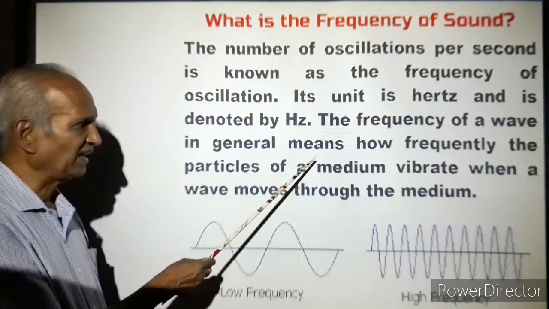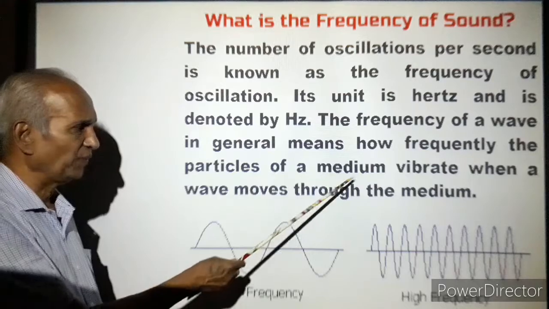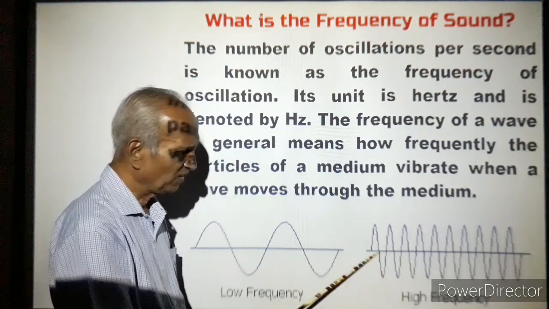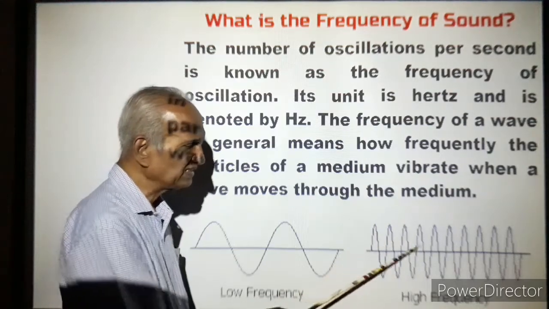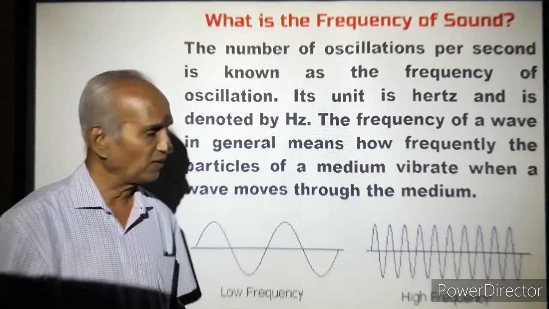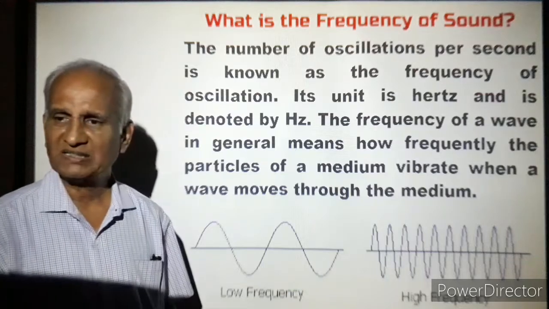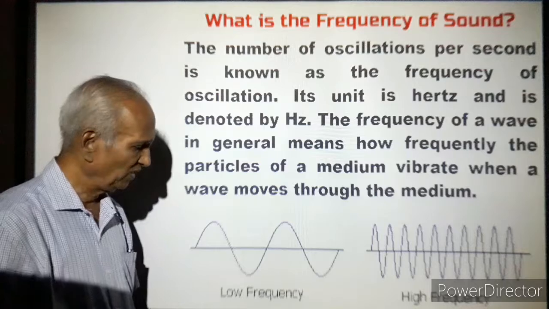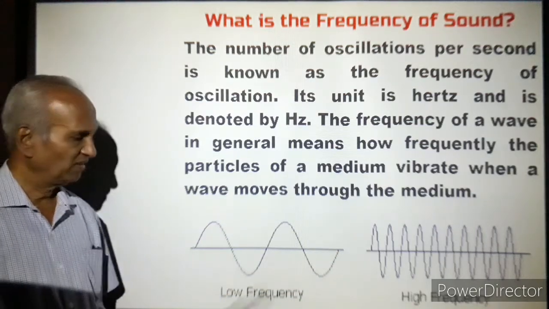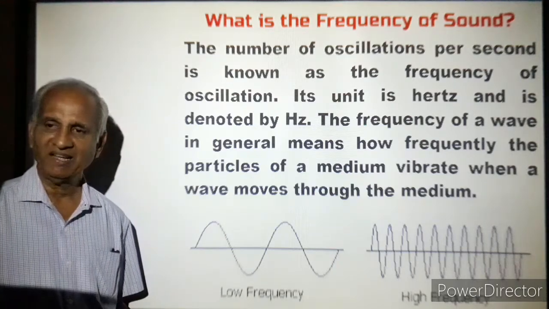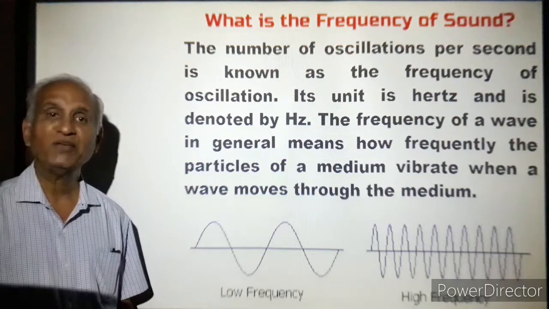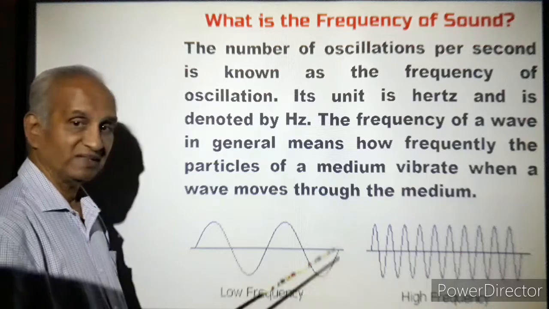Hertz denotes the frequency of sound. The frequency of a wave in general means how frequently the particles of a medium vibrate when a wave moves through the medium. See, you come see the frequency here. Crest, trough, crest, trough, crest, trough. Within a second, it may be 100 times, it may be 250 times, or it may be just 20 times. Now that is the frequency of sound. If it repeats often, then you call it a high frequency sound. Now this is a low frequency sound. Low frequency. In a second, the number of vibrations created is less. Here vibrations created are more. Usually musical sounds will have high vibrations, high frequency. That's why they are quite appealing. They stand out from other sounds.